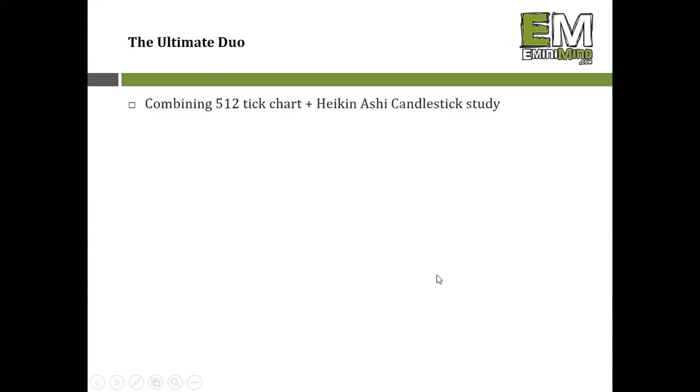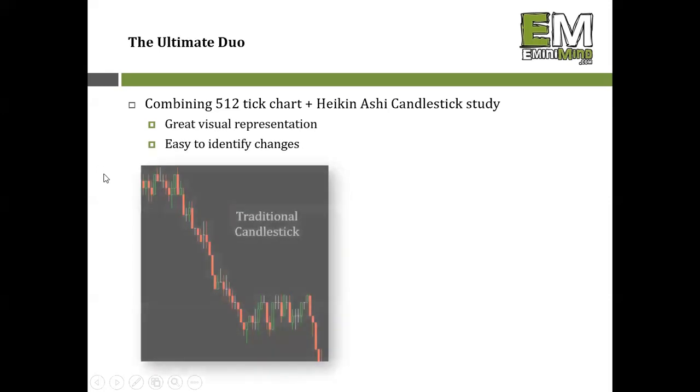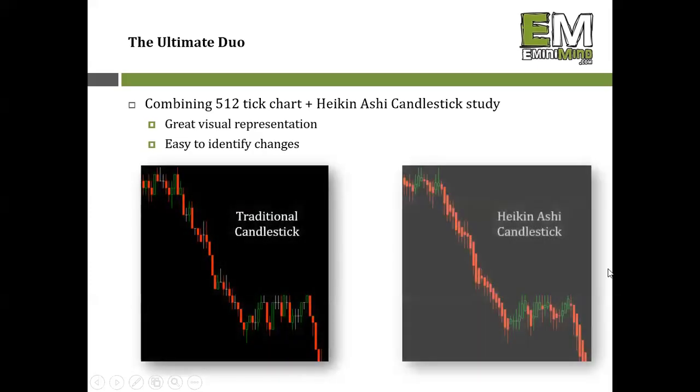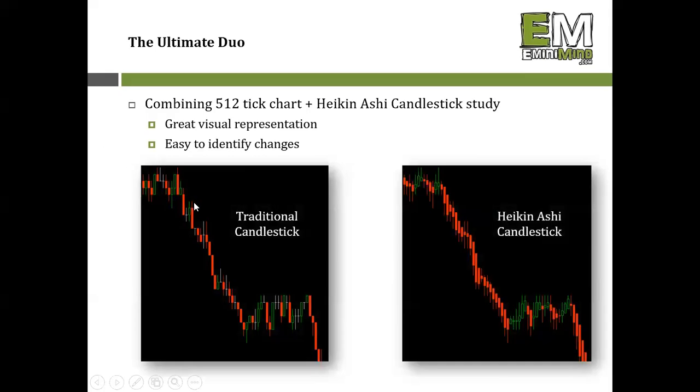So when we pair these two, the 512 tick chart and the Heikin Ashi together, you get a real clean chart that helps you identify the trend changes. So again, traditional candlestick on the left, if we compare that to the Heikin Ashi, the downtrend is still pretty easy to see on the traditional candlestick side. The bigger string of red candles really makes it clear on the Heikin Ashi side. But it's when we get into these consolidation pits that we can really see you get a couple of green candles, a couple of red candles, and that's where a big part of the value comes from.